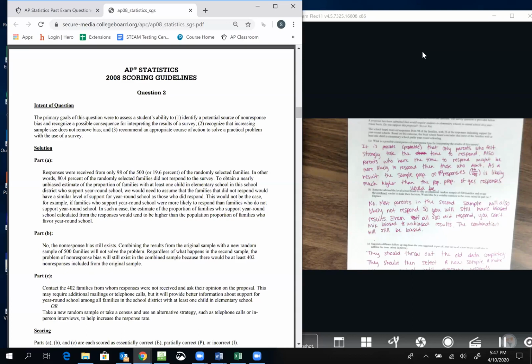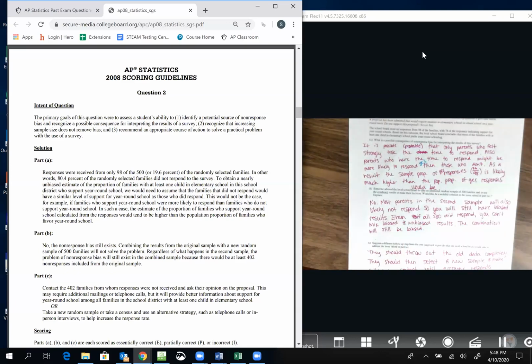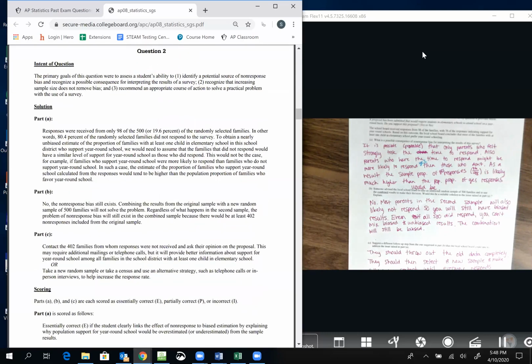Also, parents who have the time to respond might be more likely to respond yes, is what I meant, than those who don't, or else that sentence is real stupid. I meant they might be more likely to respond yes. Yeah, this is why you should always double check your answer and read over it at the end. As a result, the sample proportion of yes responses, 76 over 98, is likely much higher than the population proportion of yes responses would be. Okay, you can read this if you want.